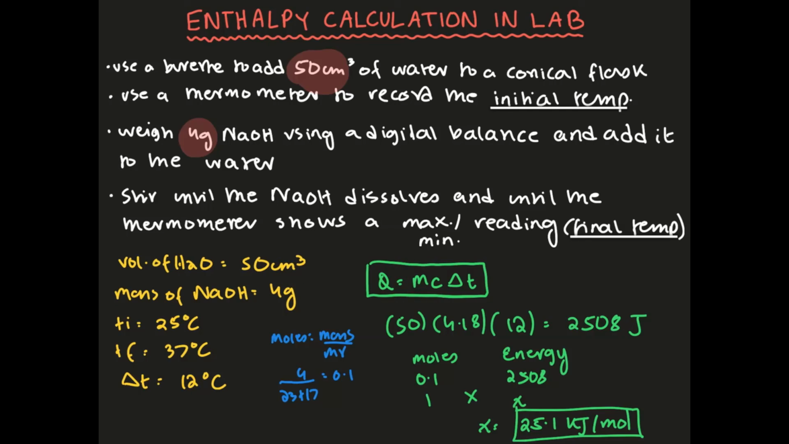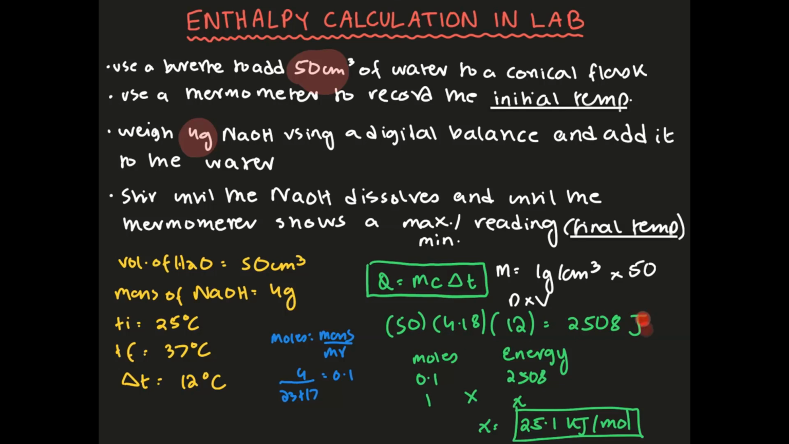Now the density of water is going to be 1 gram per cm³. In this case, the volume of water is 50 cm³. And the formula for mass is density times volume. So if you multiply the density of water by the volume, you're supposed to get the mass. So in this case, the mass of the water is going to be the same as the volume. So you can take it as 50. And then you can multiply this to get the energy.